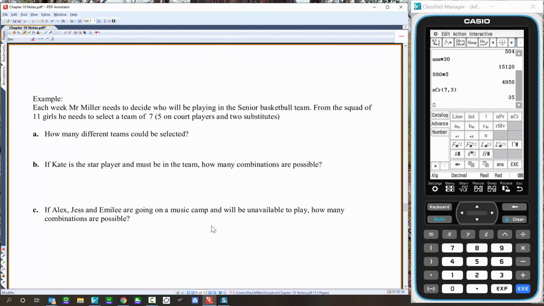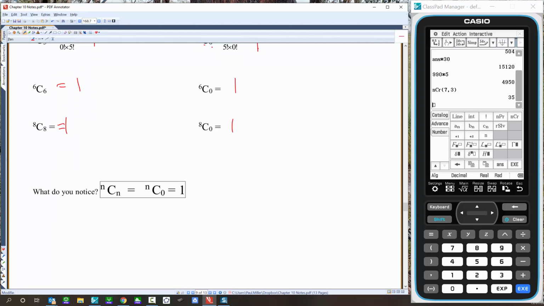All right, and that's where we're going to stop. Okay, and we'll finish off combinations in the next lesson.